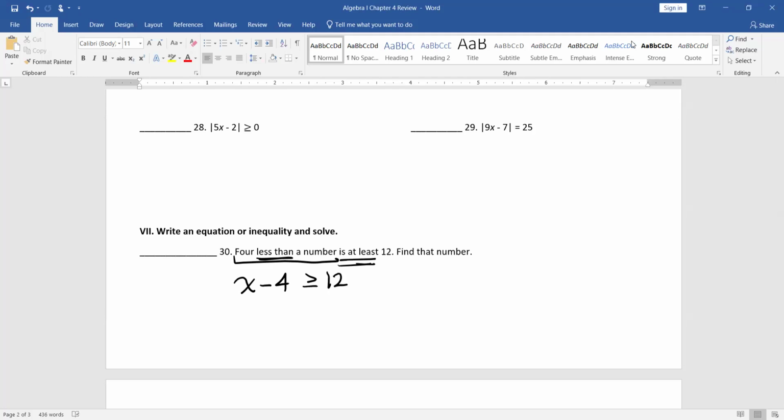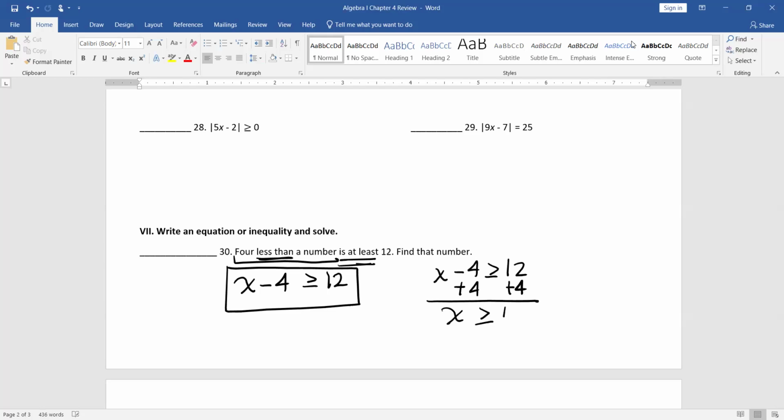All right, and then also in this case, we don't have any absolute values, so we just have our inequality. So there's the first part. X minus 4 is greater than or equal to 12. And then we solve it. X minus 4 is greater than or equal to 12, and we add 4 to both sides. X is greater than or equal to 16. And there's our solution. All right. Again, it is not an absolute value, so we don't have to worry about the disjunction or the conjunction. This is way back to the beginning of chapter 4.